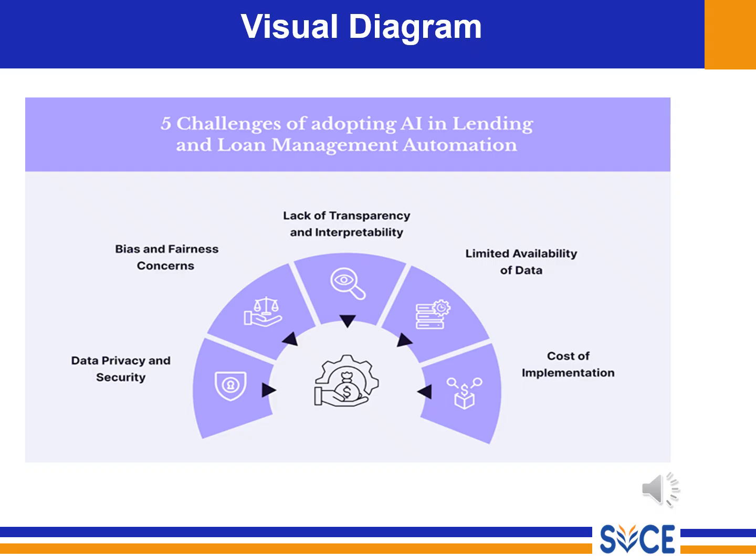This is a visual diagram. Five challenges in adopting AI in loan management automation: data privacy and security, bias and fairness concerns, lack of transparency and interpretability, limited availability of data, and cost of implementation.